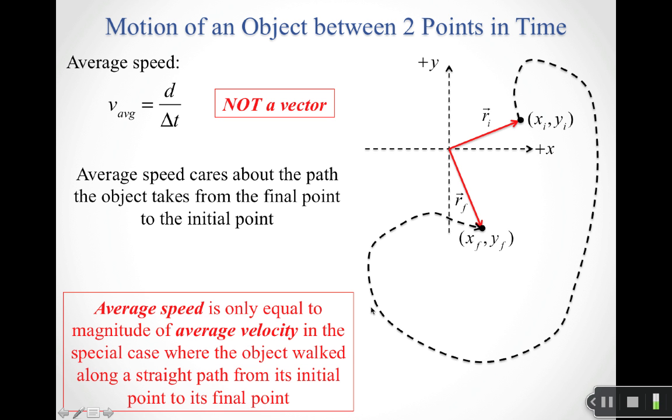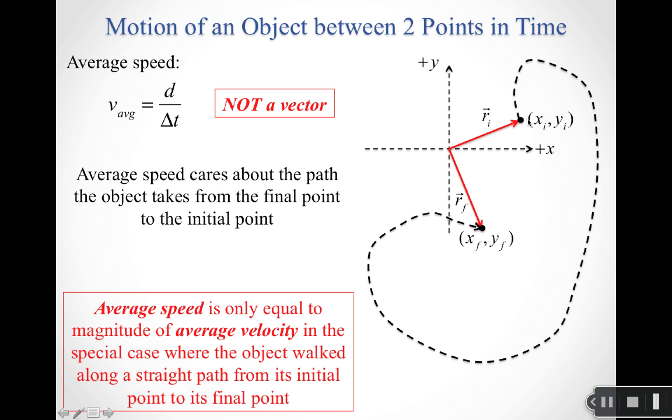So the average speed will only be equal to the magnitude of the average velocity in the special case where the object walks along a straight path from its initial point to its final point. If the object turns off of that line at all, then those two things will not be the same, because the object will now need to cover an additional distance that's not going to factor into the displacement. So to calculate average speed, I need to know the total distance that the object traveled, and divide that by my chunk in time.